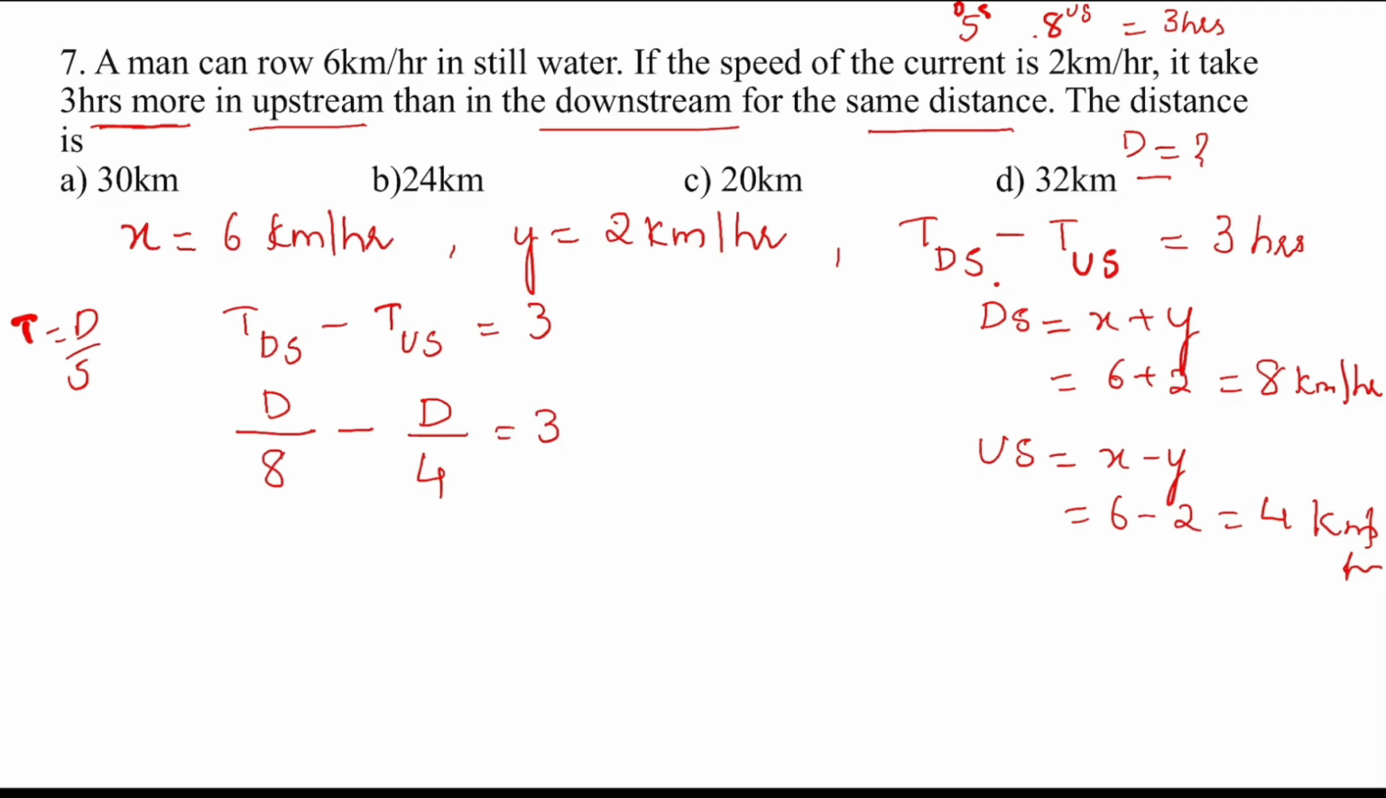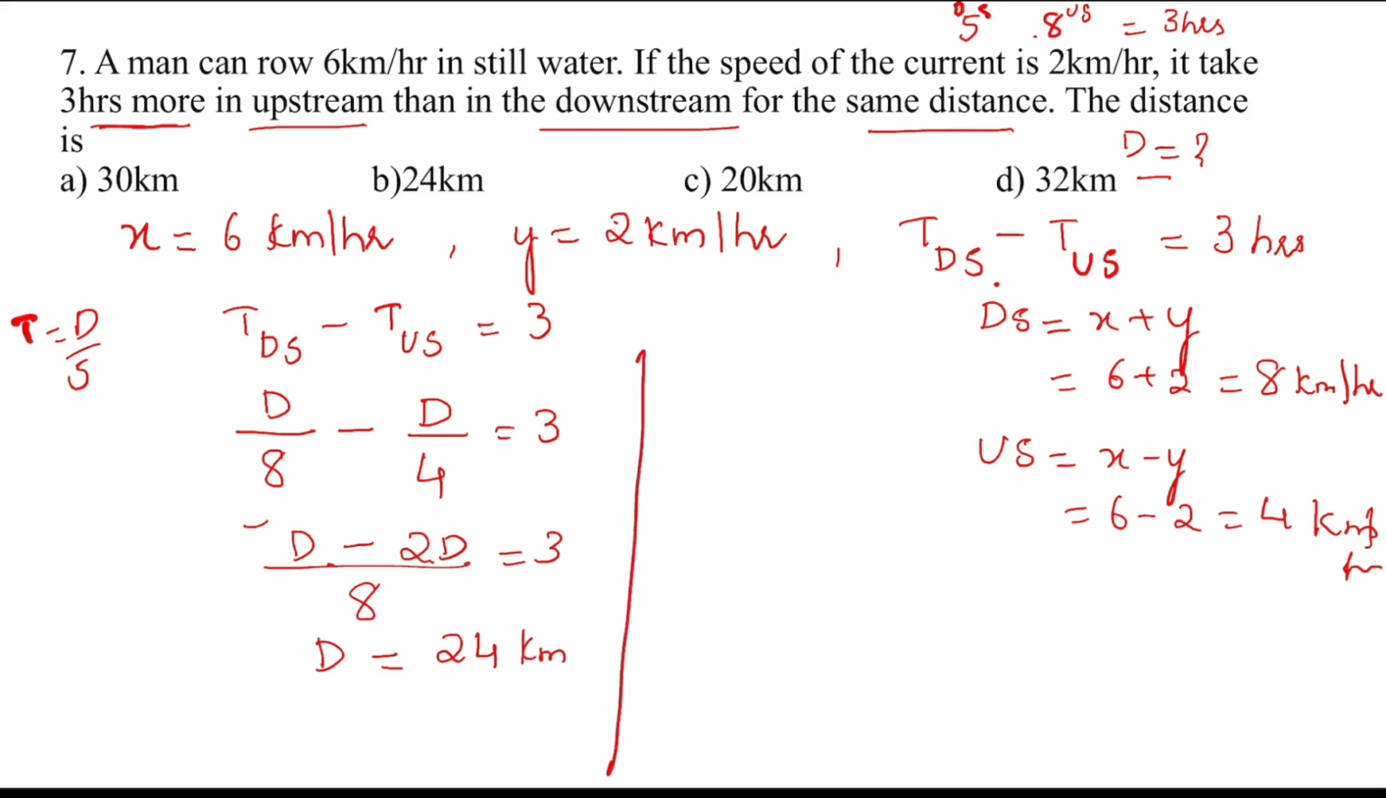So the LCM of 8 and 4 is 8. So it will be d minus 2d over 8, which is equal to 3. So d is equal to 24. We got d equal to 24 kilometers. Neglect the negative sign here, because we are just considering the difference. So d is equal to 24 kilometers.